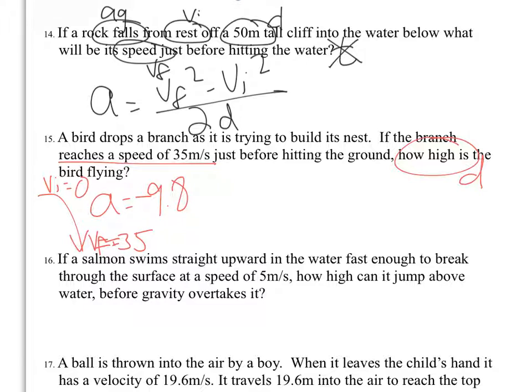So we have two velocities, an acceleration and a displacement. Nowhere have I been told anything about time, so the only equation without time would be the one we just used earlier. Our final squared minus the initial squared divided by 2 times the displacement.